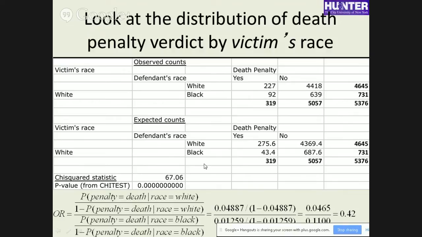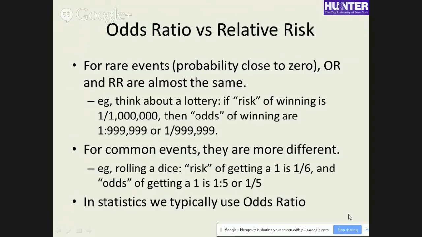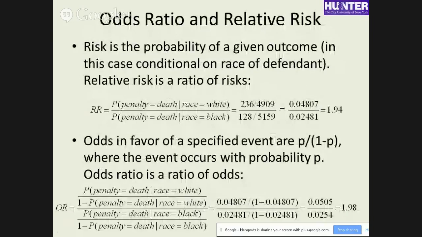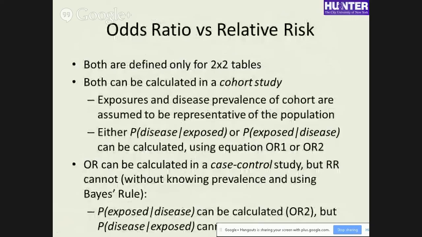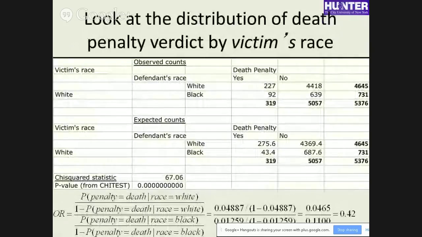The odds ratio here for white to black defendants is now in the other direction, 0.42, meaning that now white defendants are, let's see, what was it in the other case? Whatever, it was 2, so whites were more likely to receive the death penalty. Here they're less likely to receive the death penalty.